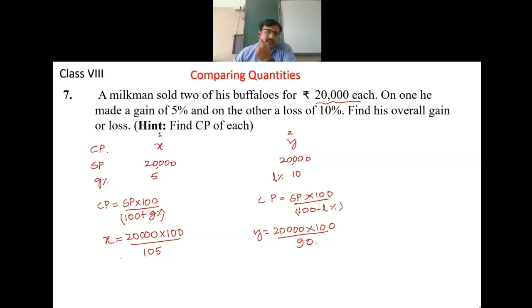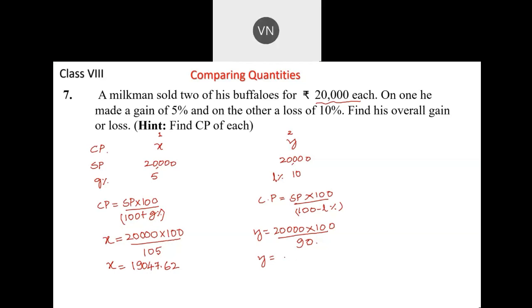The value of X is 19,047.62. Y is 22,222.22, which is approximate.